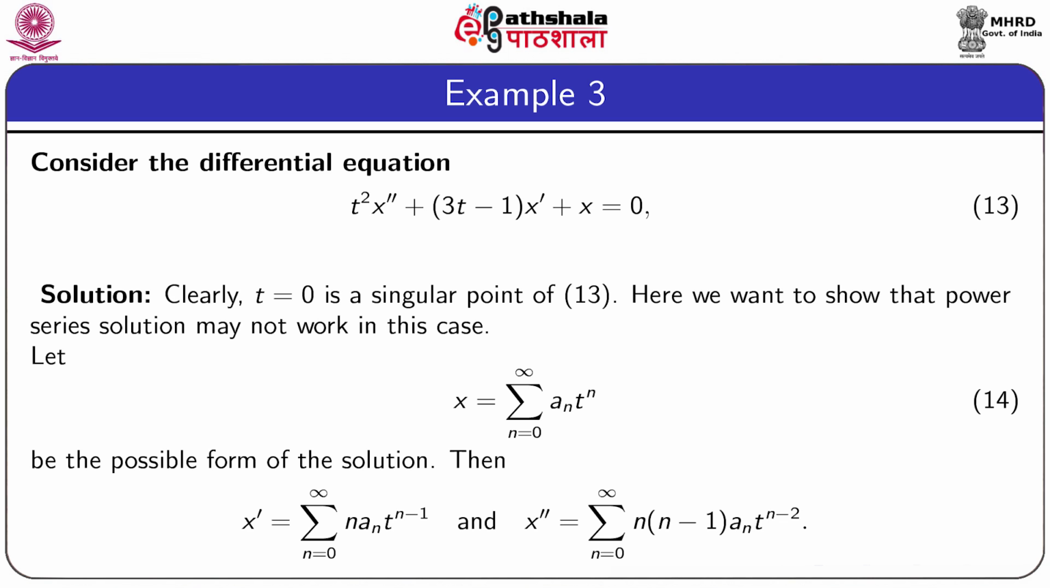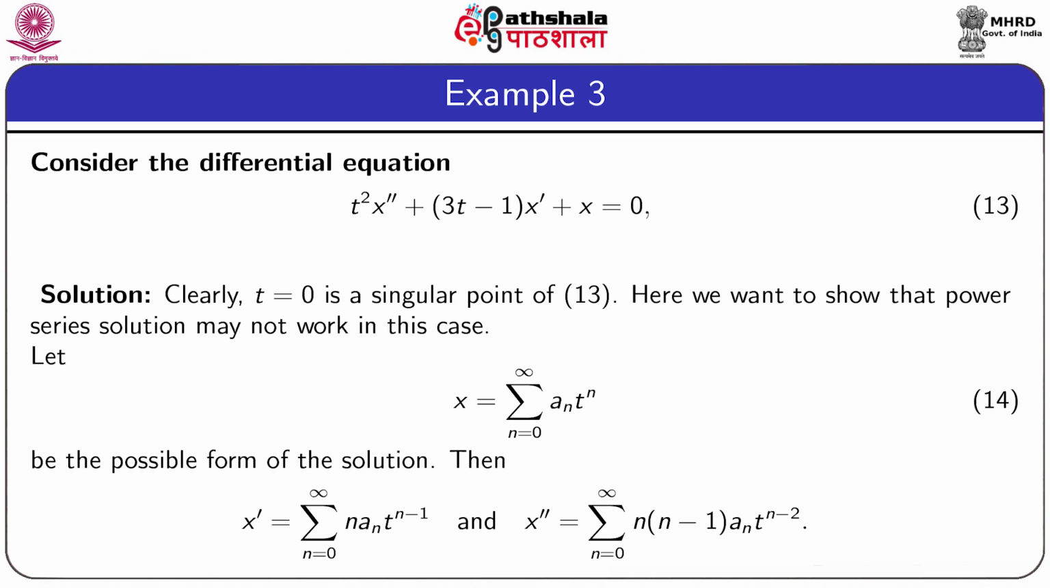Let us consider the differential equation t² x'' + (3t − 1) x' + x = 0. It can be easily shown that t = 0 is a singular point of equation 13. We will check here whether the power series solution works or not. Let us consider the solution of the given differential equation 13 to be of the form x(t) = Σ (n = 0 to ∞) aₙ tⁿ.